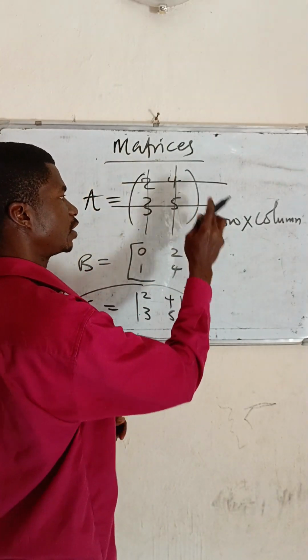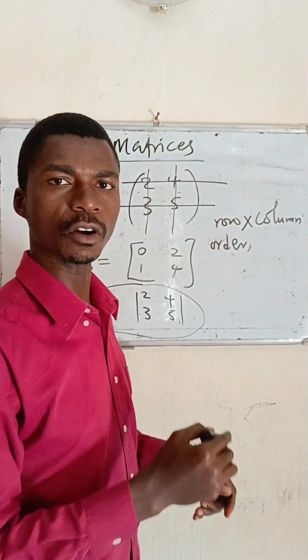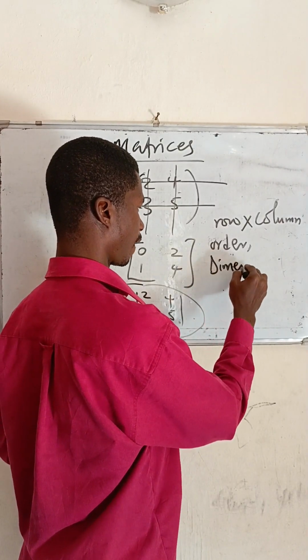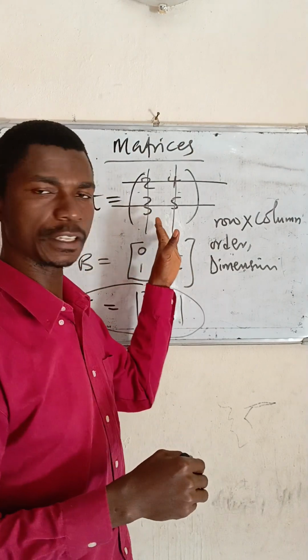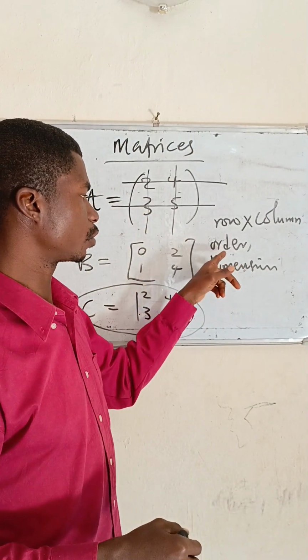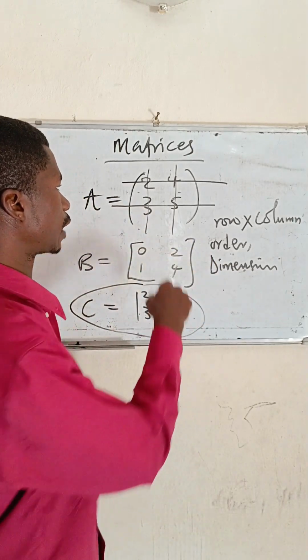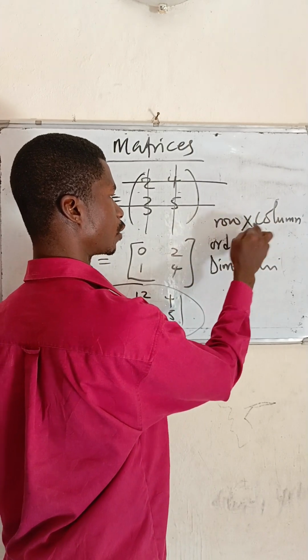Now, this thing I just did is called the order. If you don't call it the order, you call it the dimension. That is the name for it. So, in case you see "what is the dimension of this matrix", know that they are talking about order. If you see order, know that they're talking about dimension. The dimension is row by column, or you say row times column.